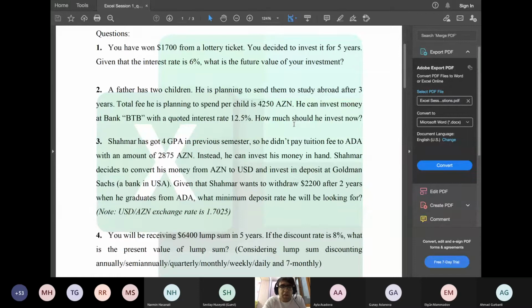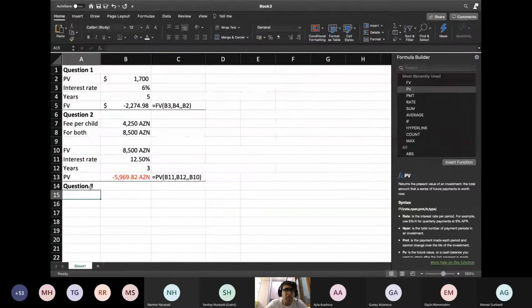So Shahmar has 2,875 AZN in his hand, and he will invest in Goldman Sachs Bank. Of course, if we convert AZN to USD, it will be less amount because USD is more valuable than AZN. And Shahmar wants to withdraw $2,200 after 2 years. So in order to be able to withdraw $2,200 after 2 years, what minimum deposit rate should Shahmar invest in? So let's calculate.